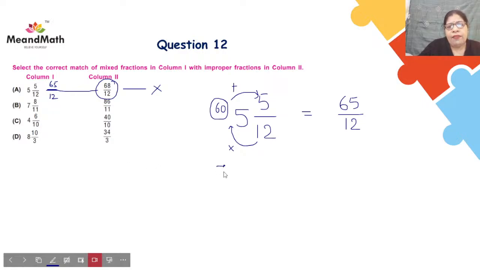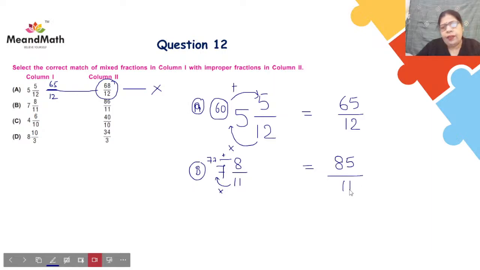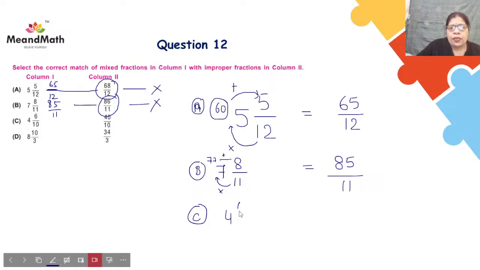B is 7 whole number, 8 by 11. Same trick we are going to follow. 7 into 11, we multiply the whole number and the denominator, which is 77. Then we add 77 plus 8 and we get 85 by 11. Do we have this? 85 by 11. Let's check. No, this is 86 by 11. Absolutely wrong. Okay, let's move on to the next option C, 4, 6 by 10.